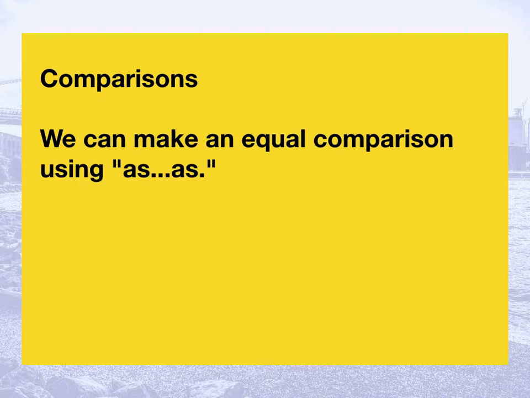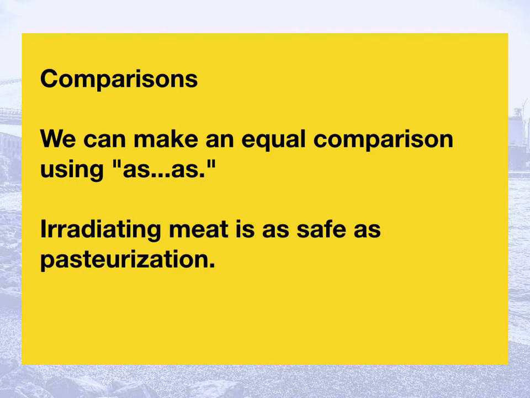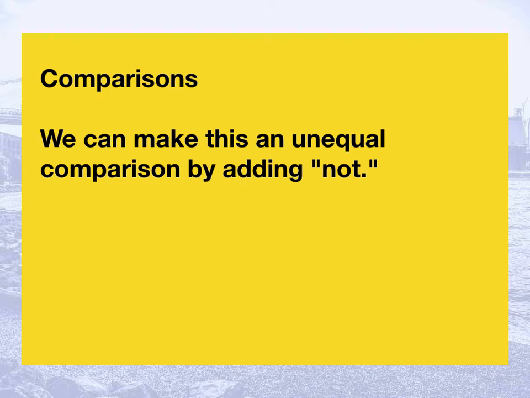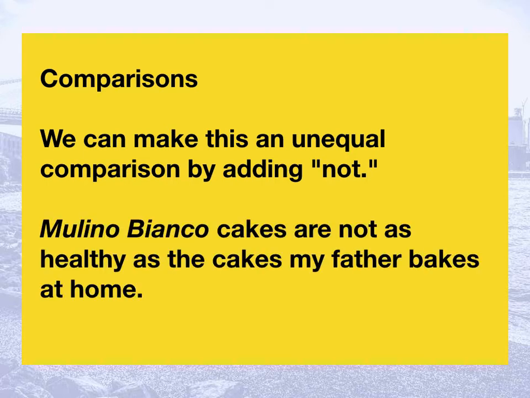We can make an equal comparison using the structure as. For example, irradiating meat is as safe as pasteurization. We can make this into an unequal comparison by adding not. Mulino Bianco cakes are not as healthy as the cakes my father bakes at home.